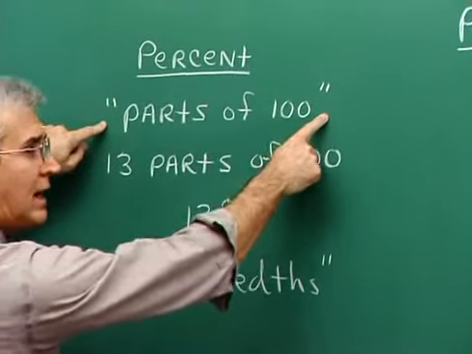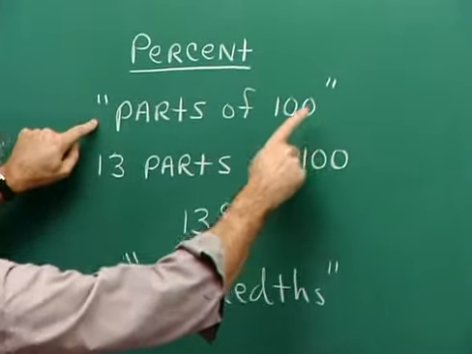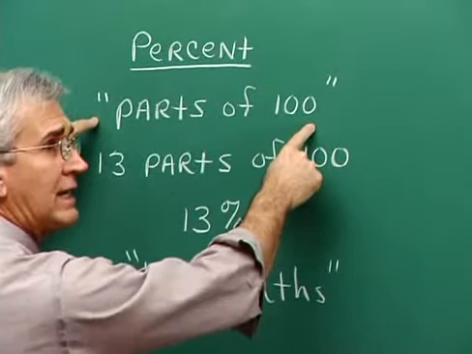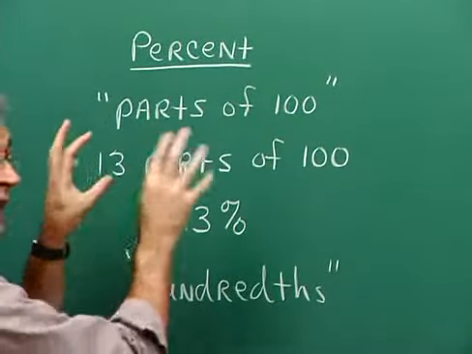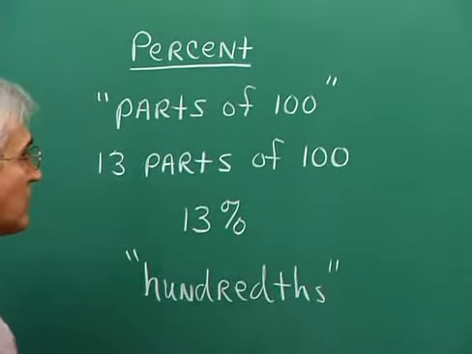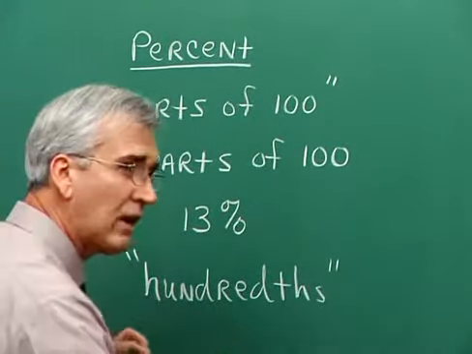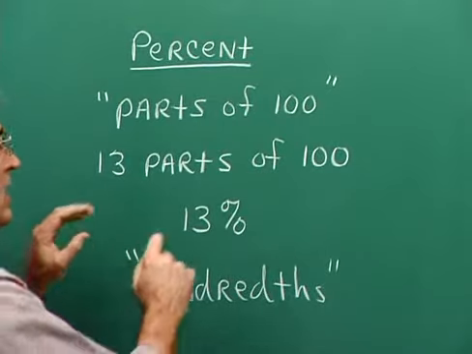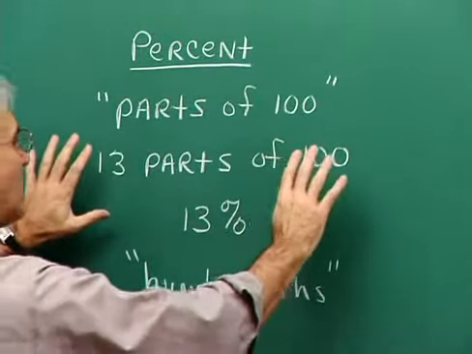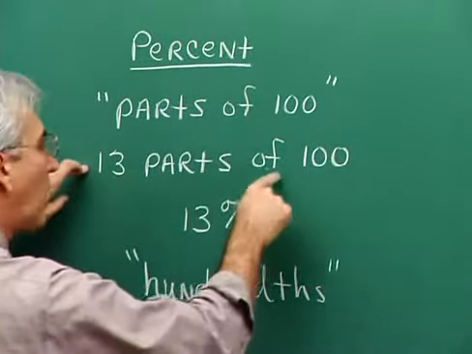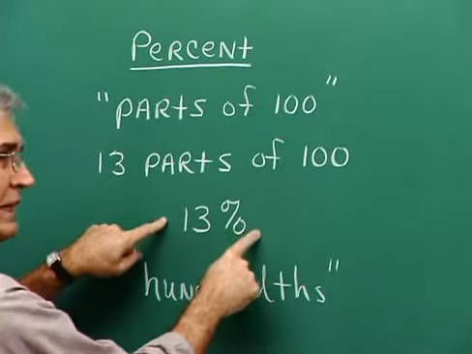In fact, there's a great illustration in your textbook to show this parts of 100 idea. There's a big square, and then there are a bunch of little squares. There are actually 100 little squares inside the big one. And 13 of those little squares are shaded. And so the illustration is to represent 13 parts of 100, or 13%.